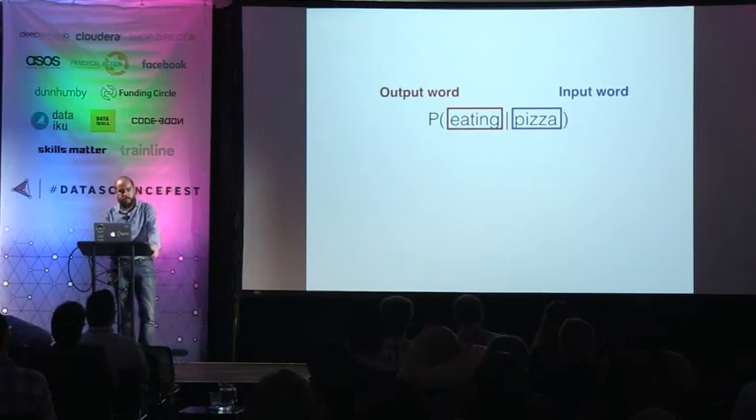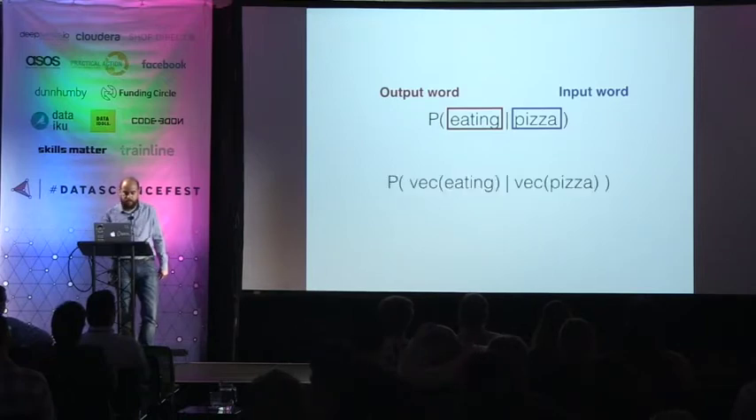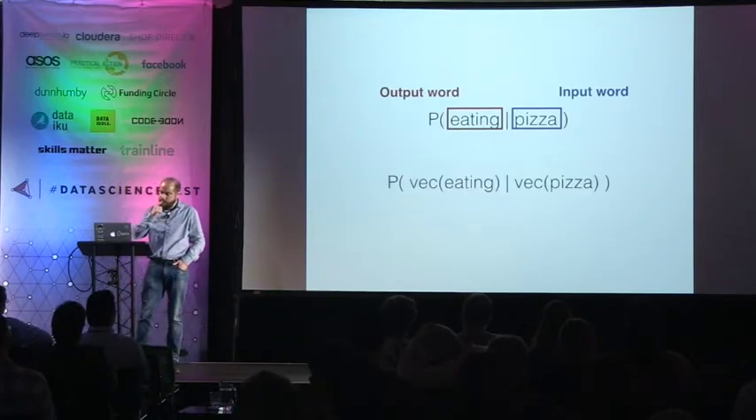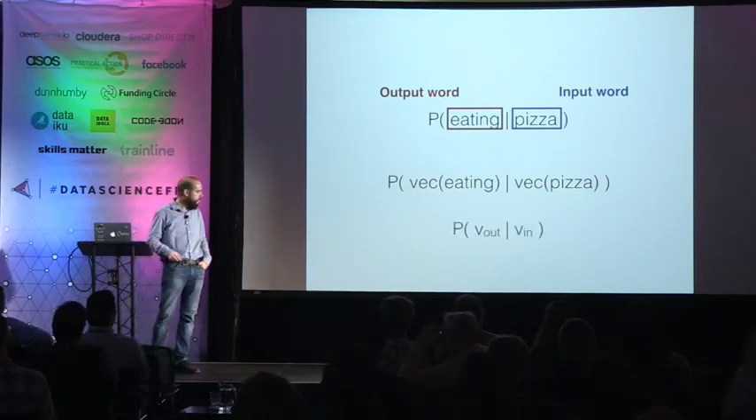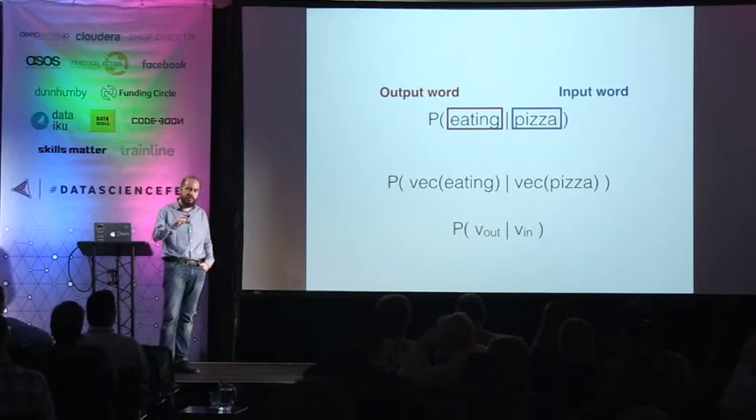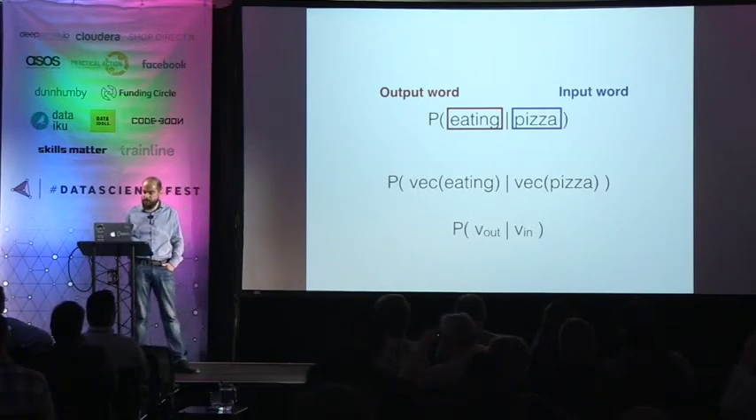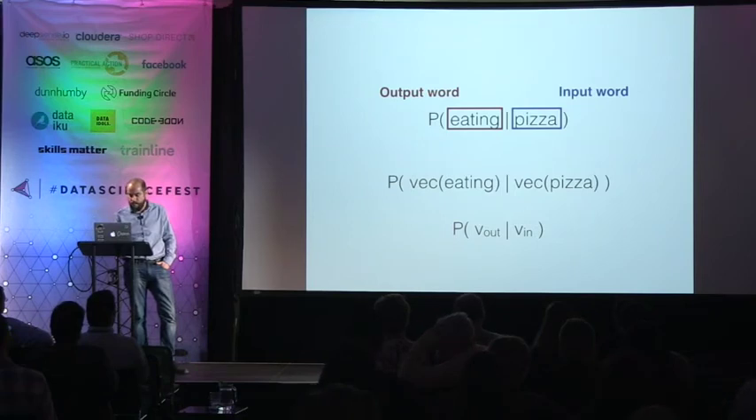Ideally, we would like the probabilities to be dependent on the vectors. We are learning vectors, so we can rewrite the probability in terms of vectors. And using this notion of input and output, we can generalize, so we are just rephrasing things. And we're talking about the probability of the output vector given the input vector. So that's the general case, and we still haven't defined the probability.